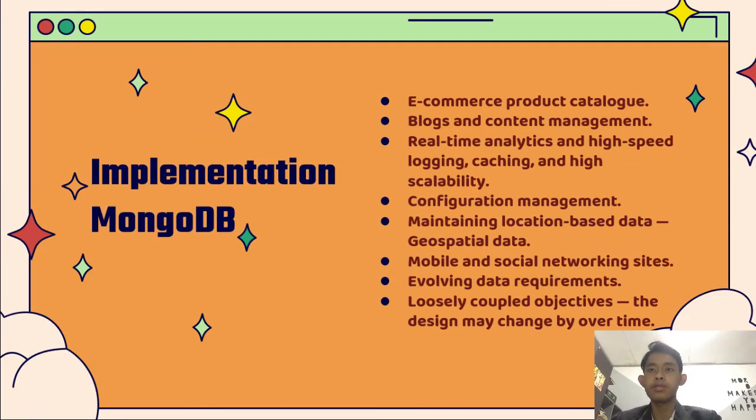Okay, next is the implementation of MongoDB. First is the e-commerce product catalog, and second is blogs and content management. Third is real-time analytics and high-speed logging, caching, and high scalability. Fourth is configuration management. Fifth is maintaining location-based data, geospatial data. Sixth is mobile and social networking sites. Seventh is evolving data requirements, and the last is loosely coupled objects. The design may change over time.